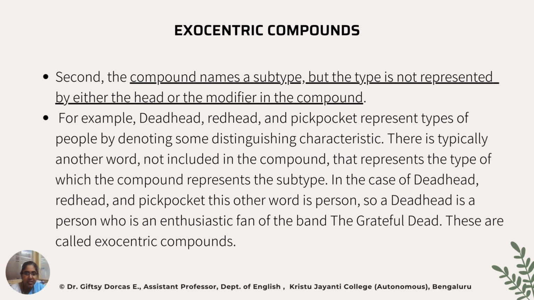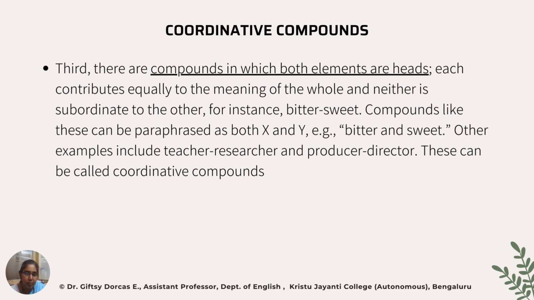Another type is exocentric. Exocentric is when the compound names a subtype, but the type is not represented by either the head or the modifier. Examples are deadhead, redhead. We all know that it denotes people, but over here, directly there's no reference to a person. So these are exocentric compounds. And next are coordinative compounds, in which both elements are heads. For example, words like teacher, researcher, producer, director. So both parts have equal importance and both of them act as heads. So these were some of the types of compounds and how compounding is done.